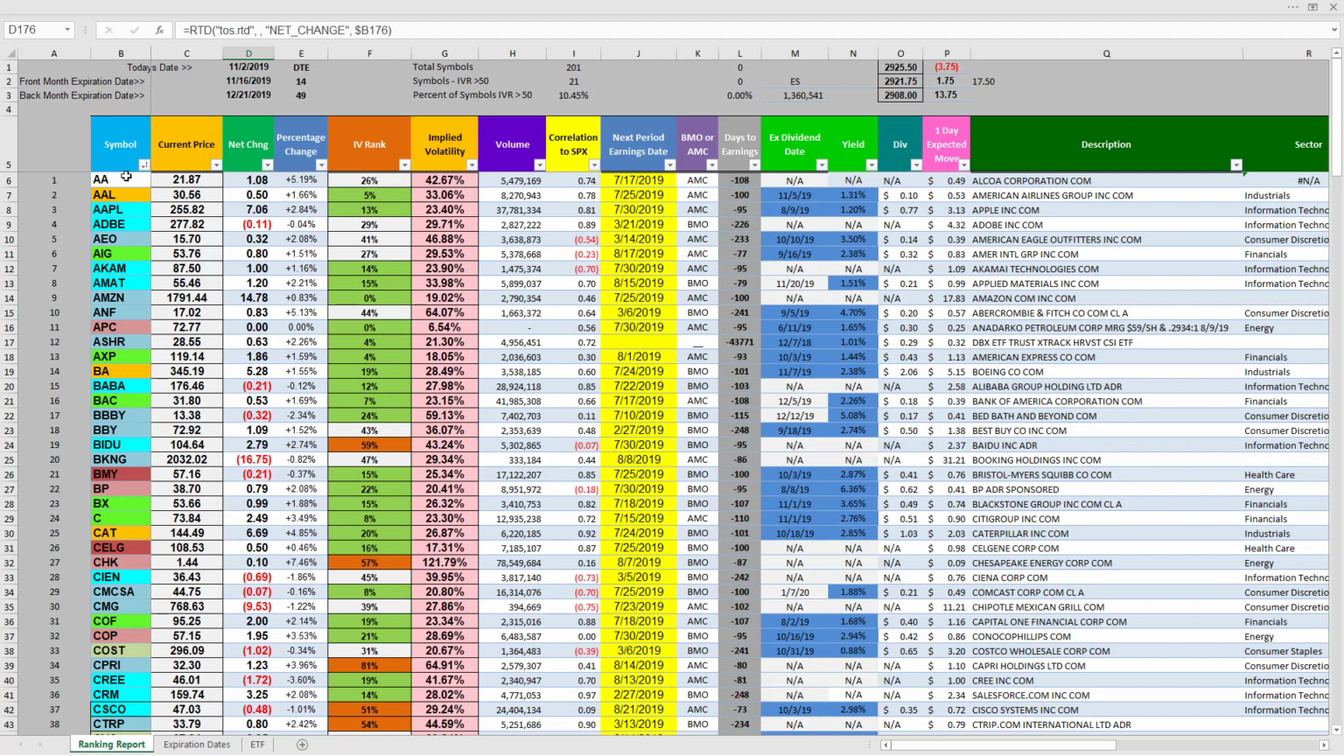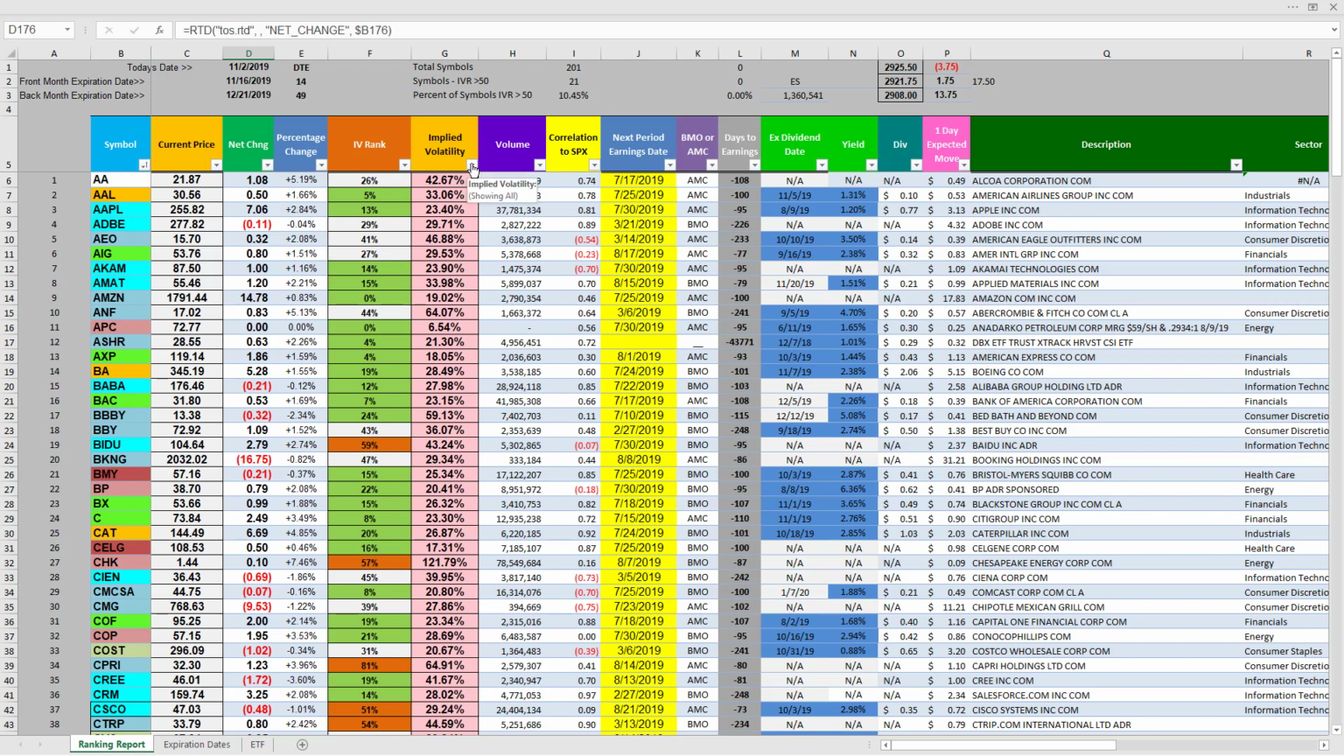So, I want to do a real short video to show you why implied volatility rank is so important. First of all, if we're selling premium, we want to sell when implied volatility rank is high. Now, obviously, if implied volatility rank is high, implied volatility is going to be high. But let me show you something really important.